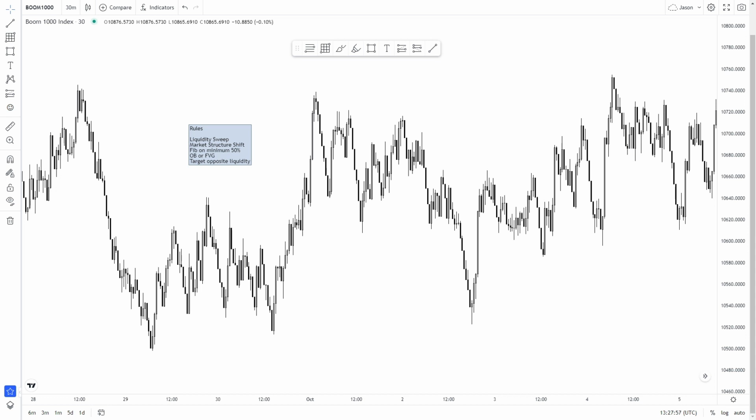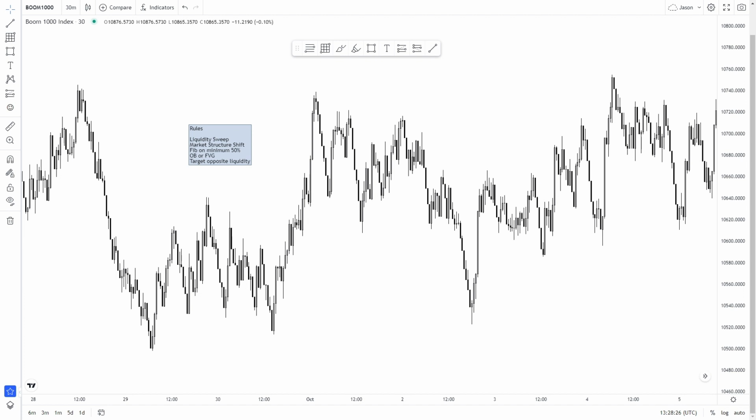Today I'm going to show you one or two examples on how I analyze the boom and the crash markets. Today's pair is going to be Boom 1000. I am following ICT concepts on these markets. I'm not trading on the 1 minute. I'm not using any fancy indicators to see if I can catch one or two spikes. I'm looking at the bigger picture to take more profit.